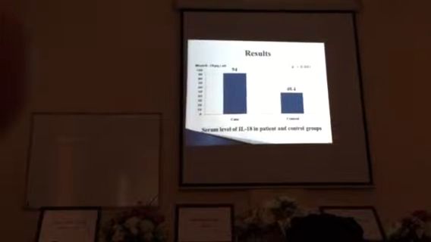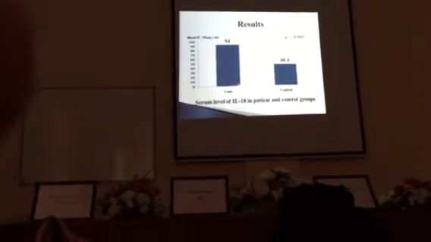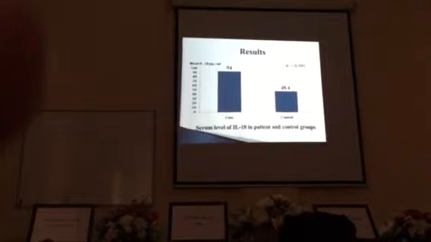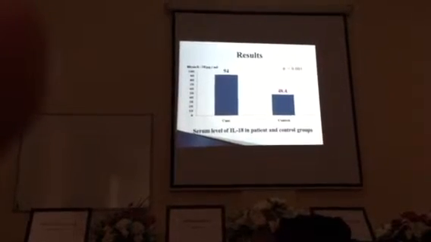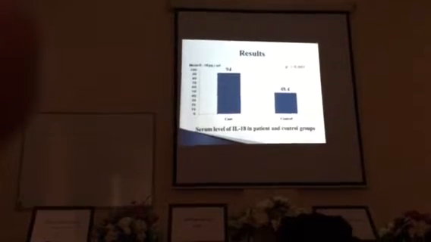Regarding interleukin 18, there is significantly higher serum level of interleukin 18 in patients with type 2 diabetes mellitus as compared to control group. This is also maybe explained by an increase in the oxidative stress that leads to overproduction of cytokines through the NF-κB pathway.